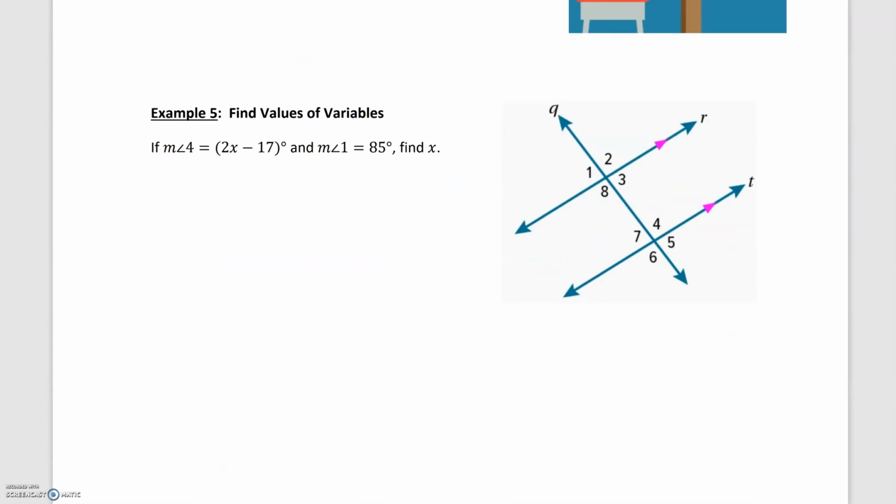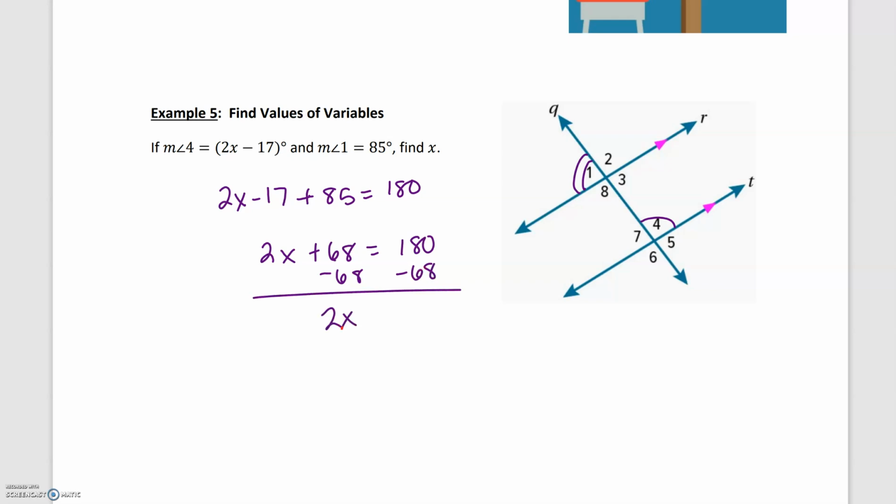So in our last example here, let's take a look at the relationship for 4 and 1. Are they on the same scar line? No, they're not. So they are not equal, which means they would be supplementary. So I'm going to go ahead and add them and set them equal to 180 degrees and solve. So 2x equals 112, so x is equal to 56. And that's all we needed to find, was to find x.